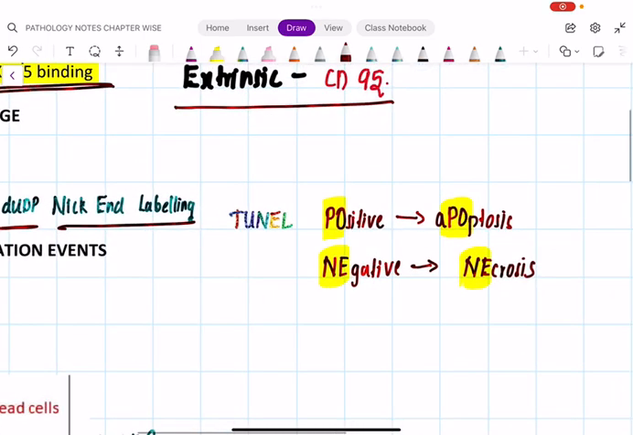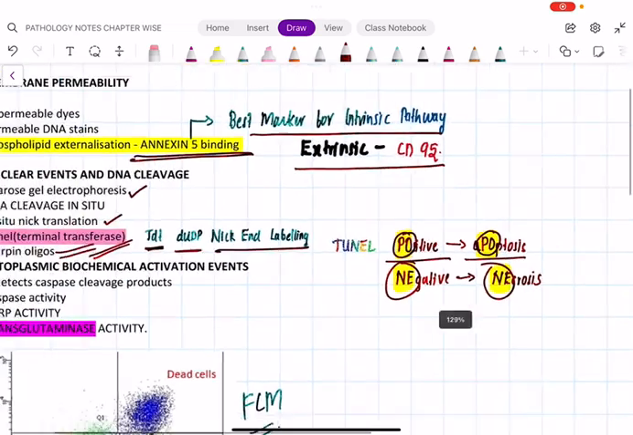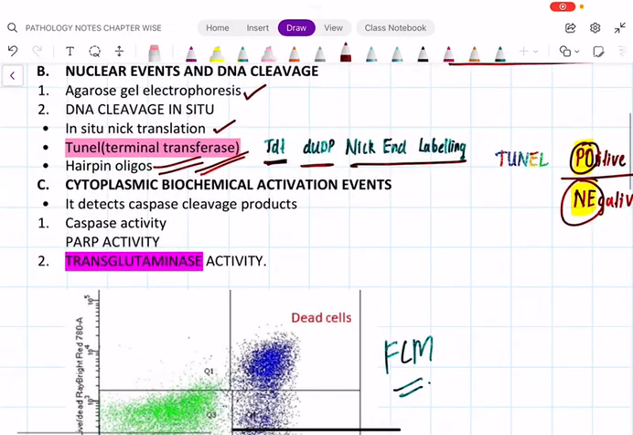Remember, if the TUNEL assay is positive, it is apoptosis, PO. Positive, it is apoptosis. If it is negative, NE, it is necrosis. Fine, yes. Then we can also assess the cytoplasmic biochemical activities, that is by assessing the levels of transglutaminase activity. All these are non-specific, but sometimes we can also assess the caspase activity. We can also assess the PARP activity. All these are non-specific. Remember, annexin 5 and TUNEL.